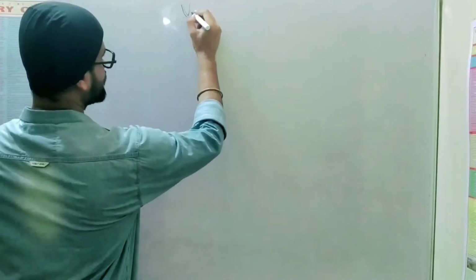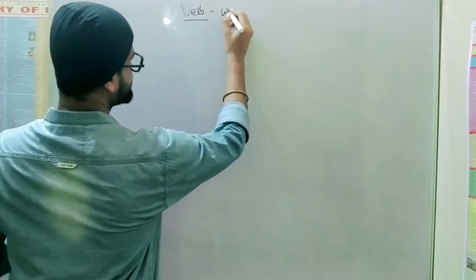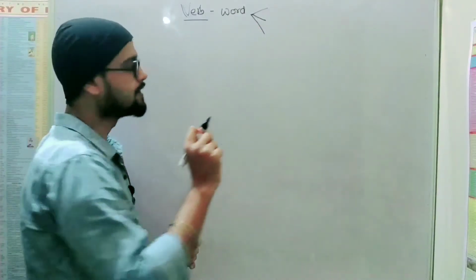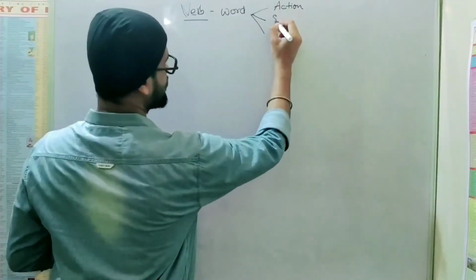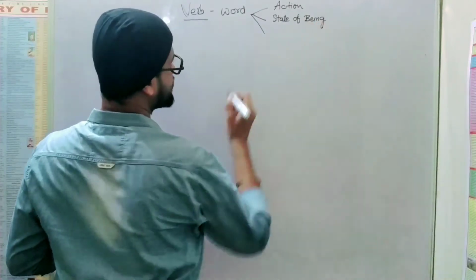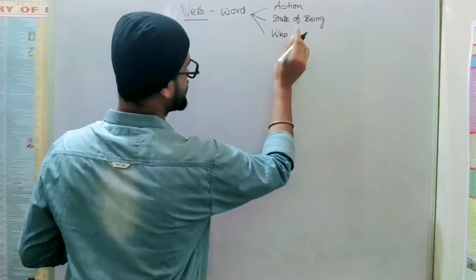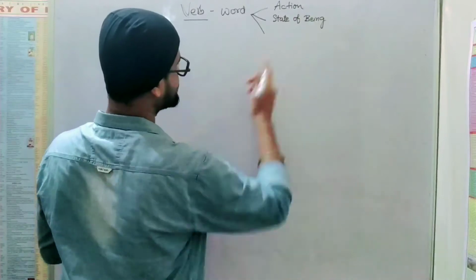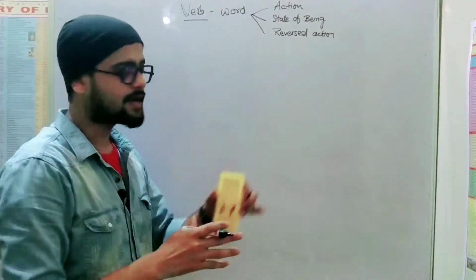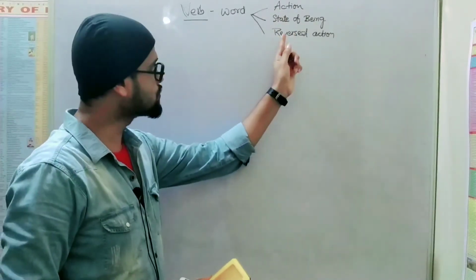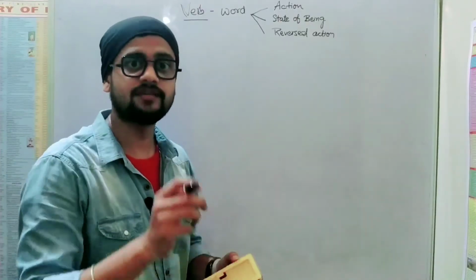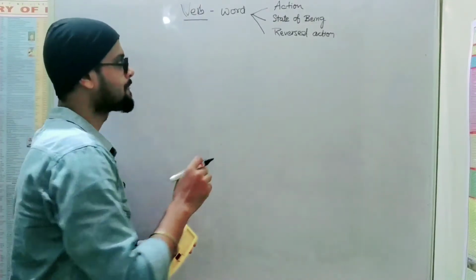I told you verb is a word and it has three properties basically. It shows your action, your state of being, what you are. And number three, what is done to you. I would say reversed action. So I told you verb is a word and it shows your action. It shows the state of your being. It also shows your reversed action, what is done to you basically.